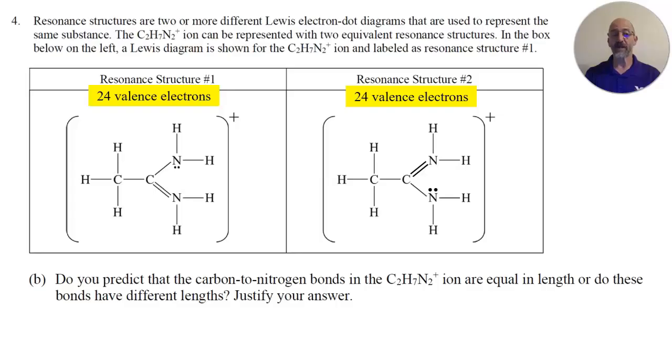Now, in part B of question 4, it says the following. Do you predict that the carbon to nitrogen bonds in the C2H7N2+ ion are equal in length, or do these bonds have different lengths? Justify your answer. Now, before I answer question 4, part B, I will remind you of something I had mentioned in my video for topics 2.5 and 2.6.